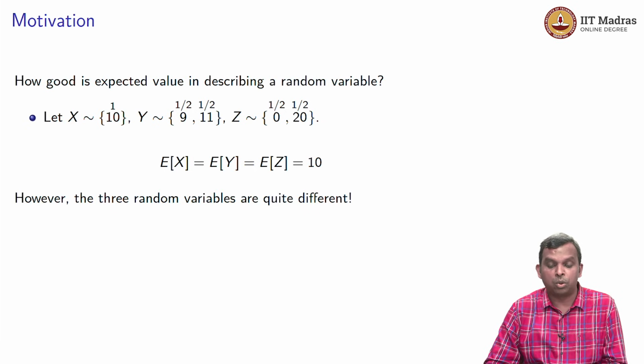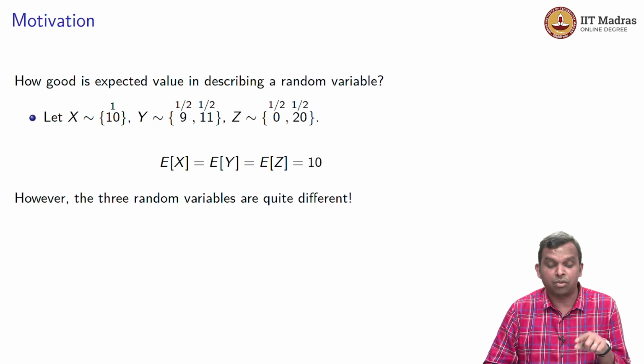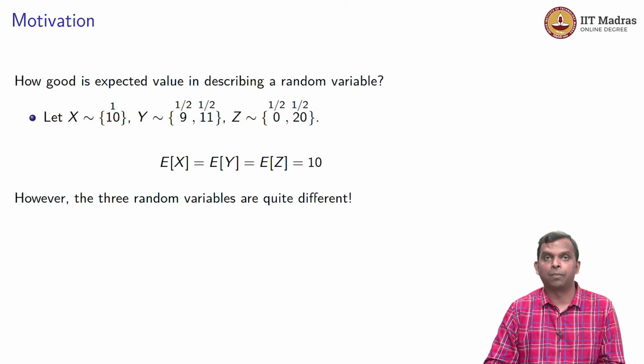To assess how good the expected value is, here are three distributions. First, X is actually a constant: X is equal to 10 with probability 1. There's a random variable Y which takes 9 with probability half and 11 with probability half. And there's yet another random variable Z which takes value 0 with probability half and value 20 with probability half.